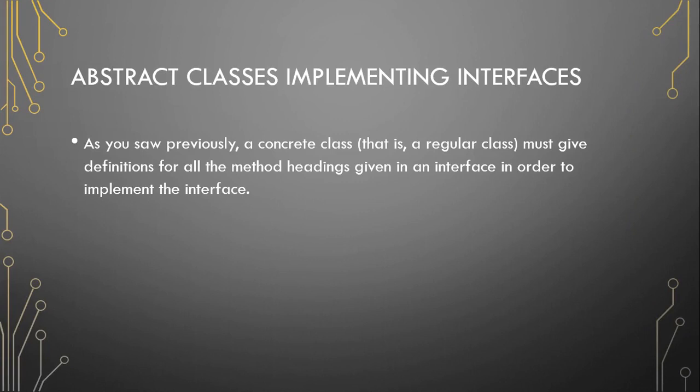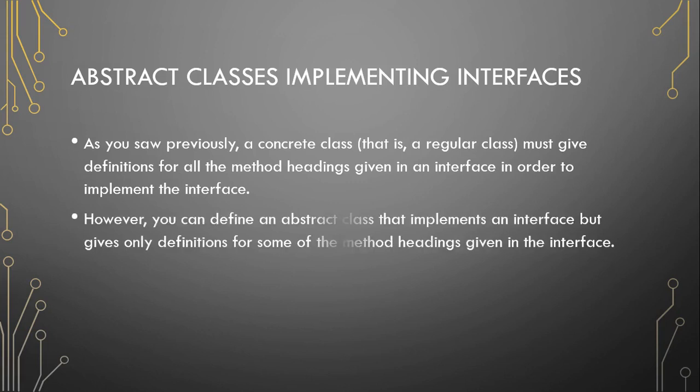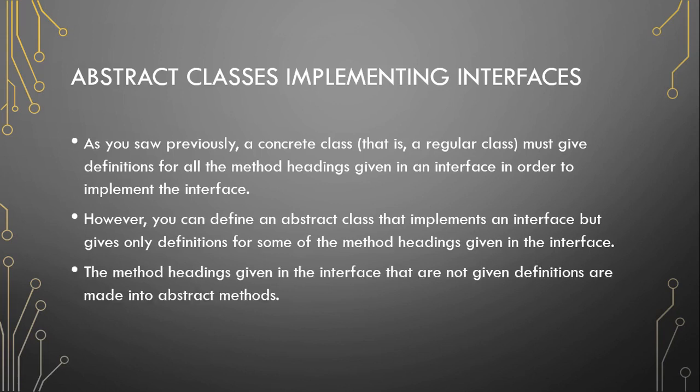Now, abstract classes can also implement interfaces. As we saw previously, a concrete class, which is just our regular Java class, must give definitions for all the method headings given in the interface in order to implement the interface. However, we can also define an abstract class that implements the interface, but only gives definitions for some of the method headings in the interface. The method headings given in the interface that are not given definitions are then made into abstract methods. A simple example is shown here in our class material.